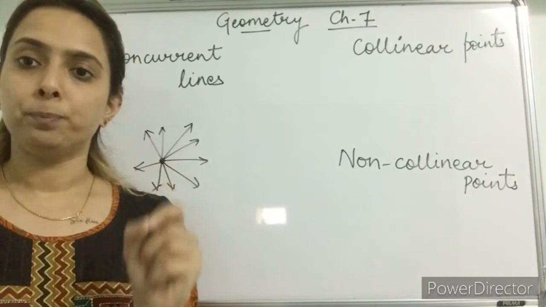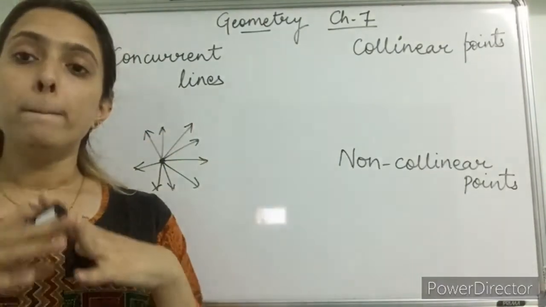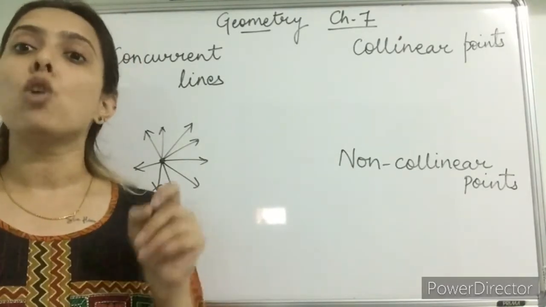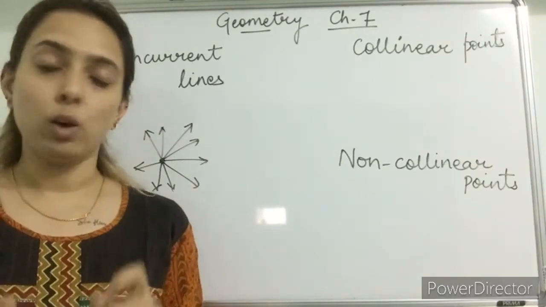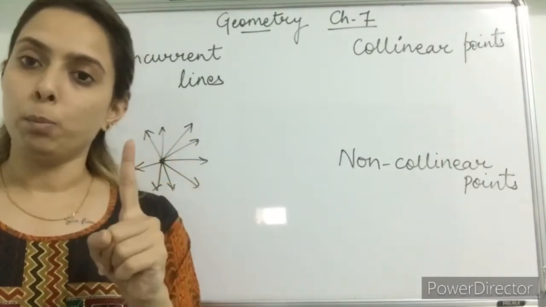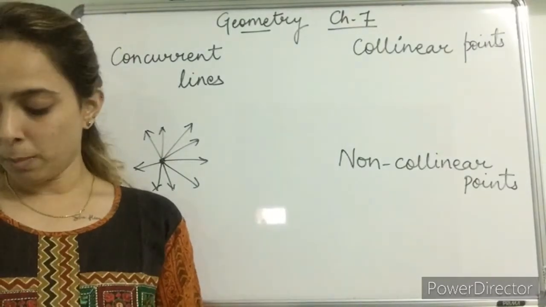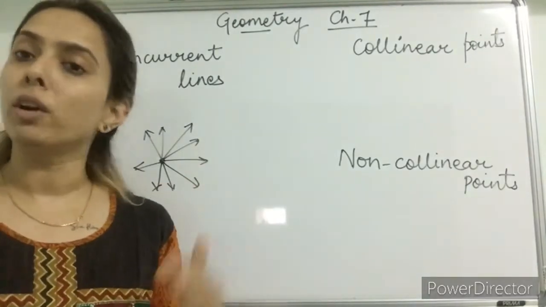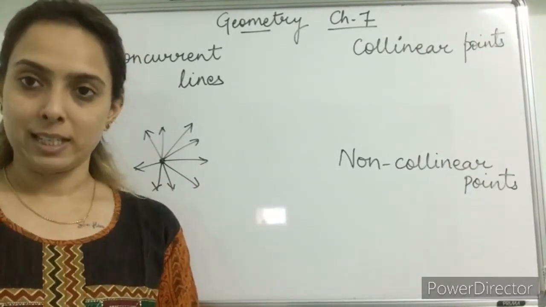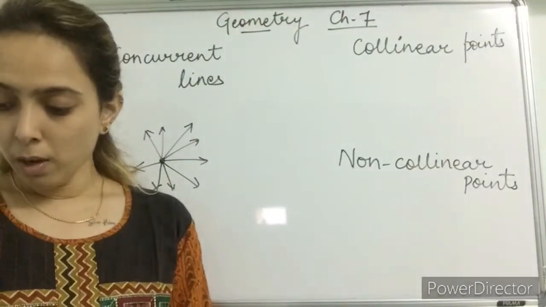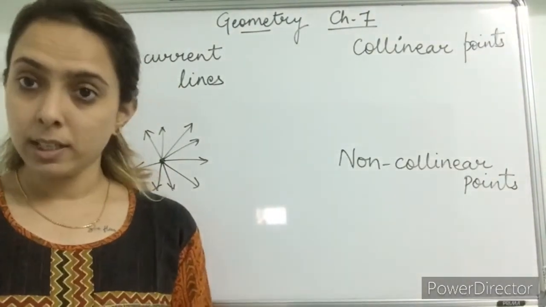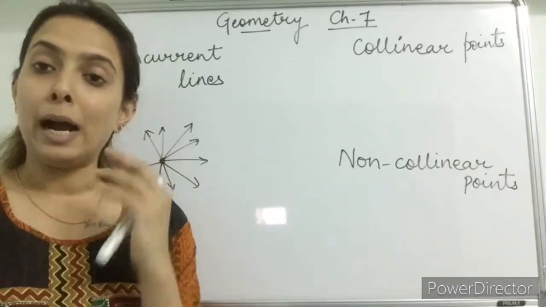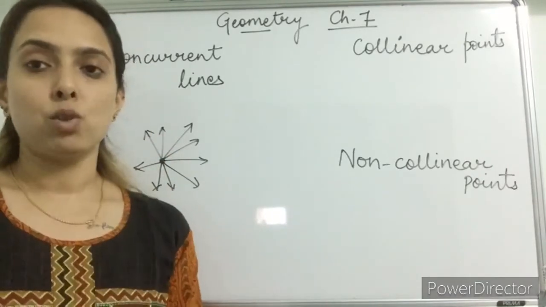From a single point, if we are able to draw many lines, n number of lines, those lines are known as concurrent lines. Concurrent lines have only one point. So this is given on page number 110 of your book. You will have to read the entire theoretical part from this exercise. You will read from page number 108 to 111. I can ask questions based on these definitions.